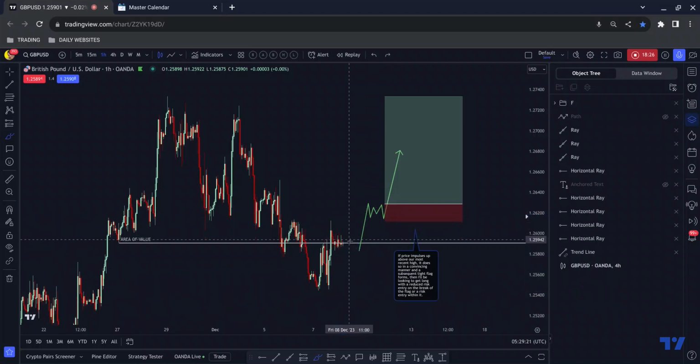So the correction afterwards, I want to see a solid impulse up, followed by a correction above these highs, and then that correction would be the confirmation that we look for.